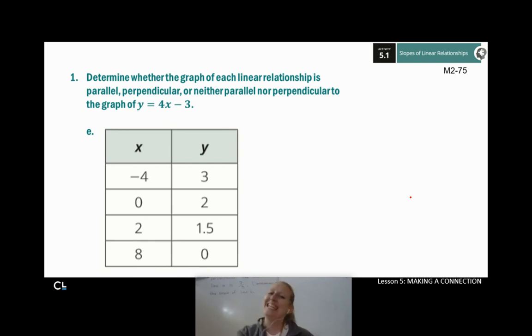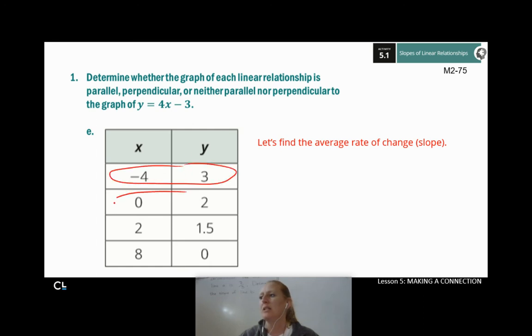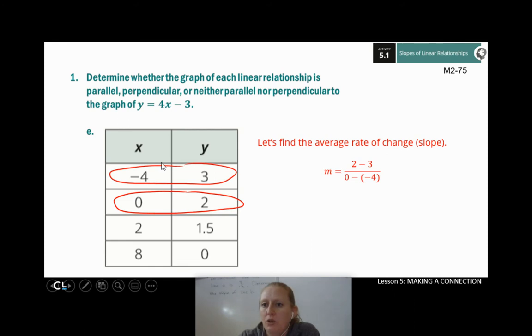Next up, E. Let's find our average rate of change. Again, you can pick any 2 points you want to pick. I just picked the first 2 because I'm too lazy to go any further down my table. So I subtracted my y's on top, 2 minus 3, subtract my x's on the bottom, 0 minus a negative 4, which becomes a 0 plus 4. 2 minus 3 is a negative 1. 0 plus 4 is 4.